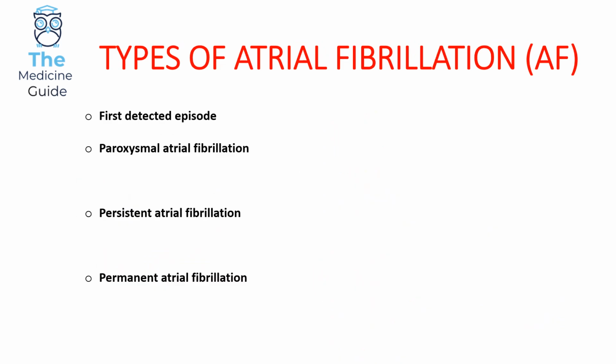Okay. So now we need to focus on the types of atrial fibrillation. There are 4 types of atrial fibrillation: a first detected episode of atrial fibrillation, paroxysmal atrial fibrillation, persistent atrial fibrillation, and finally permanent atrial fibrillation. So let's focus on this in a little bit more detail.